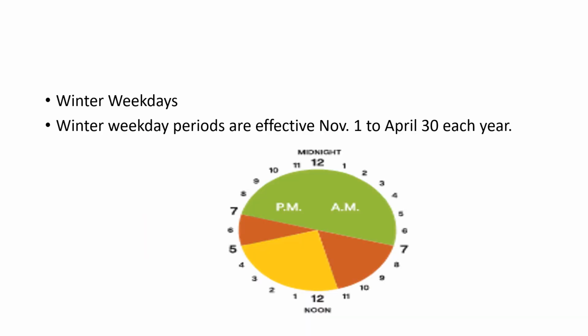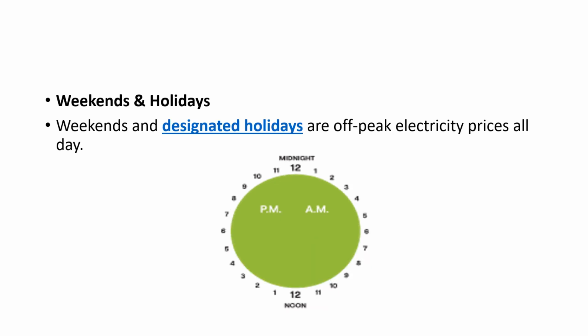Now the winter days from November to April 30 are shown here as a pie chart. Total green means total off peak, the lowest rate, which applies at weekends and designated holidays. Designated holidays are always mentioned very clearly, and you can find them on the net. So on weekends and designated holidays, for all 24 hours, the electricity rate is very low.